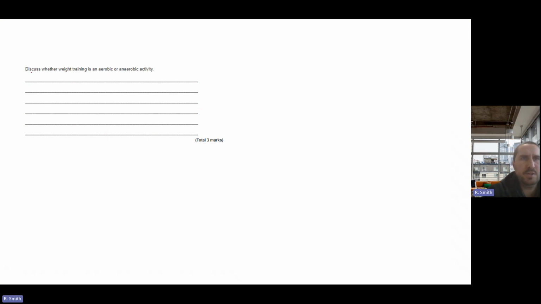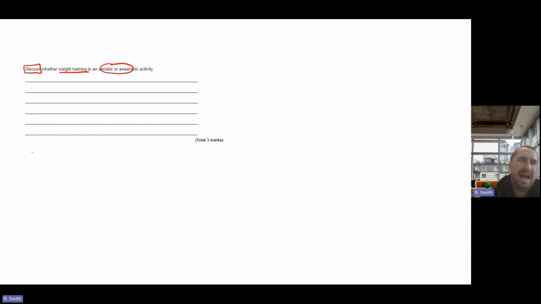Here, slightly trickier question to finish with. We've got the word discuss. That's now requiring more from us. That means we've got to look at both sides of the argument. Weight training is the closest to methods of training. That's the next layer down. And it specifies both aerobic and anaerobic. So there's our discussion point. Is weight training an aerobic or is it an anaerobic activity? Technically, it could be either, and that's what we would have to do within this mark scheme.